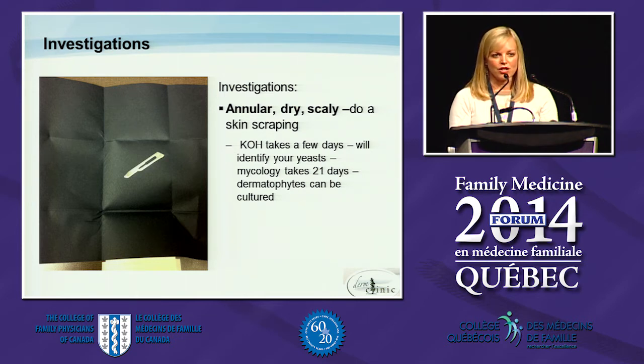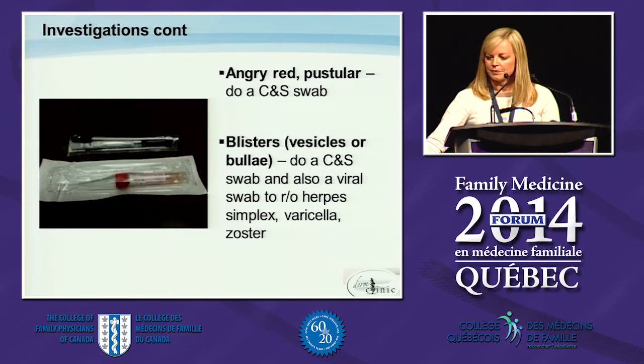So we have some investigations that we can do to help us go the rest of the way. So skin scraping, again, is a very easy thing to do. Just use a 15 blade to gently scrape the skin onto our black piece of paper, send it for KOH and culture. Again, you can always treat empirically in the meantime, but it'll take about 21 days to get that back. If something's pustular, we want to do a C&S swab. If it's bullae or vesicles, we can do a C&S swab and then perhaps also consider doing a viral swab to rule out herpes simplex or varicella zoster.